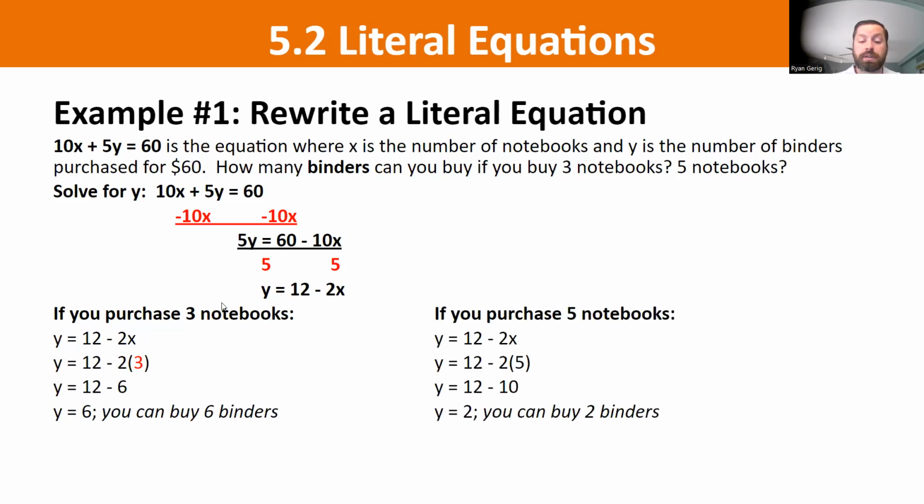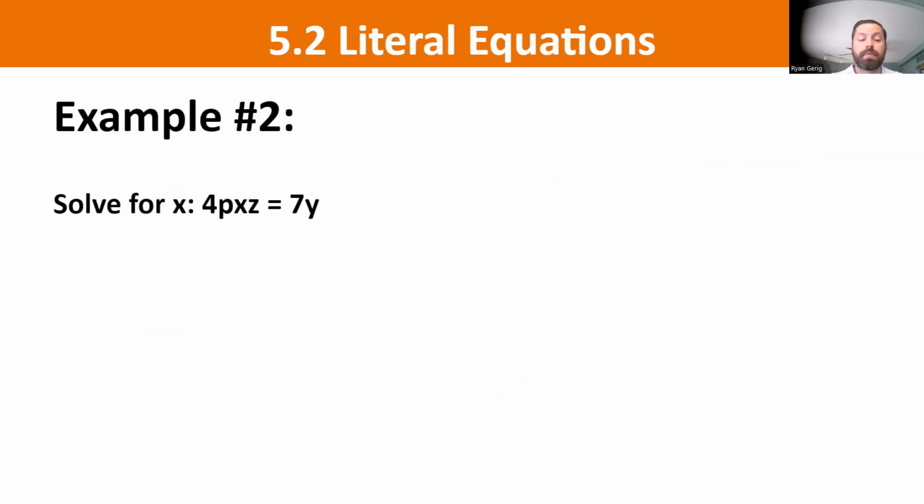That means if I buy 3 notebooks, then I can buy 6 binders for $60. What about 5 notebooks? Do the same thing. You put 5 in for x. 2 times 5 is 10. 12 minus 10 is 2. If you buy 5 notebooks, you could only buy 2 binders. So that's one way where we will use literal equations. Let's look at another example.